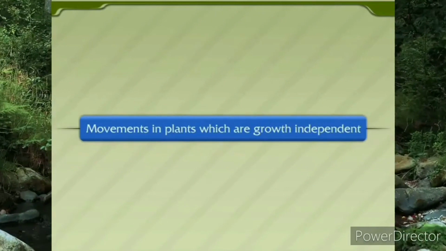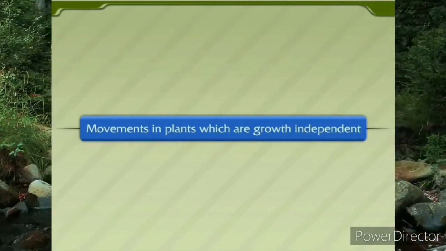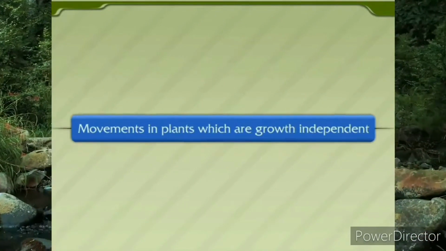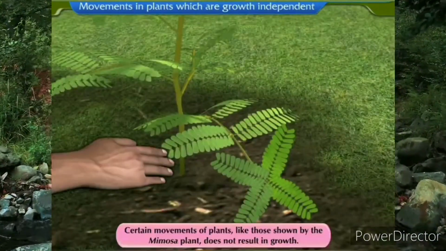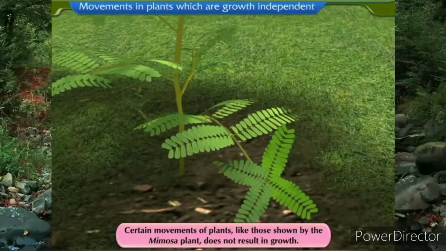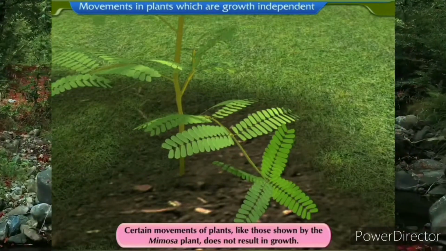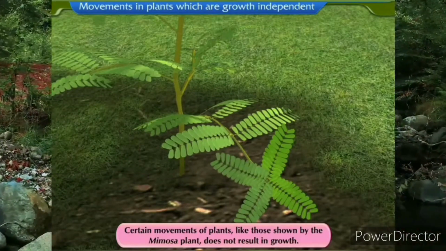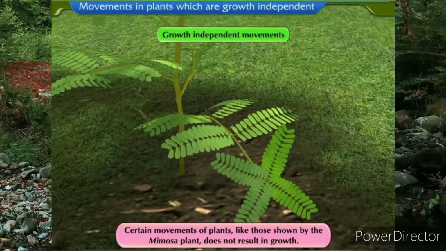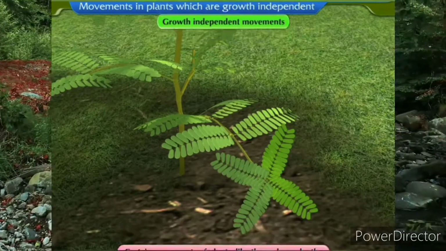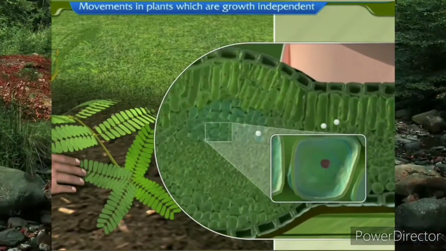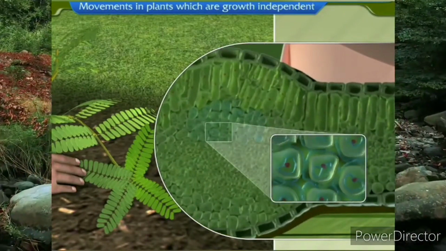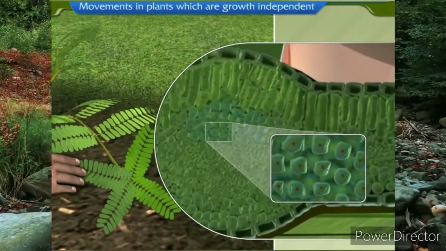Movements in plants which are growth-independent. Certain movements of plants, like those shown by the mimosa plant, do not result in their growth. They are termed as growth-independent movements. Hormones, which are the chemical messengers, bring about various movements in plants in response to certain stimuli.